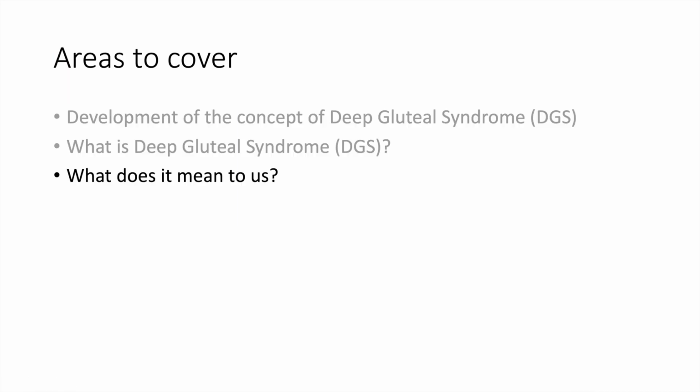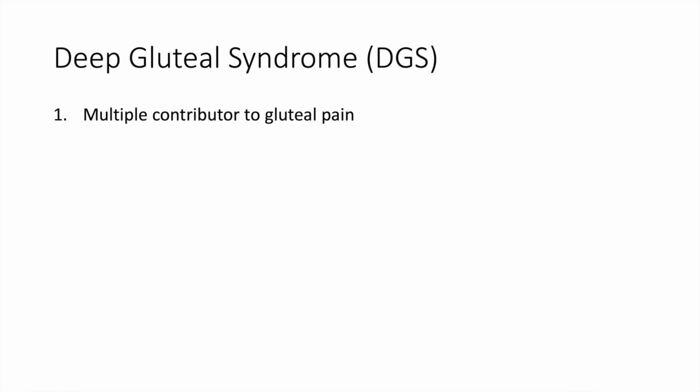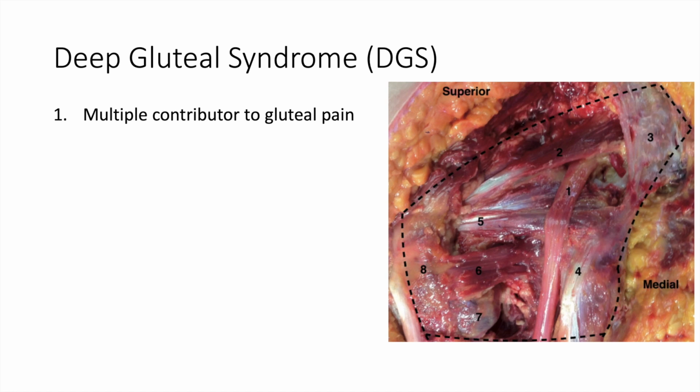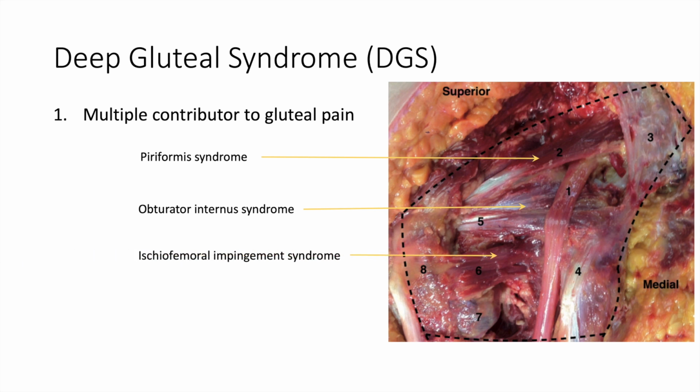So what does it mean to us? I think there are a few implications. One is that pain from the gluteal region has multiple contributors. There are different muscles. We can have piriformis syndrome, we can have obturator internus syndrome, we can have ischiofemoral impingement syndrome in which the quadratus femoris is involved, and we can have possible hamstring syndrome when the ischial tuberosity attachment, the origin of the hamstring, is involved.